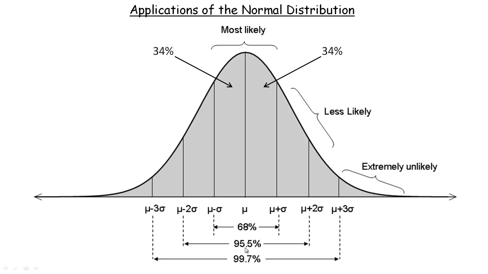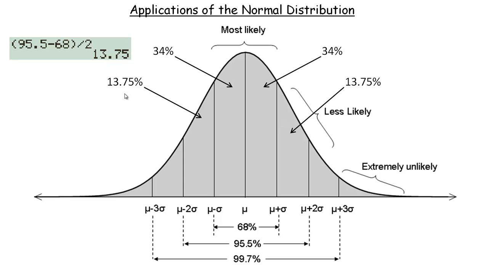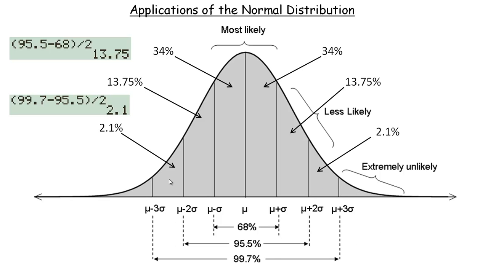So if we subtract 95.5 and 68, we'll get the percentage that's in these two combined, and then we divide that by 2 to get how big each one is. So that's why I'm subtracting 95.5 minus 68 divided by 2. So basically each of those is just under 14%, about 13.75%. To find the percentage in the next two intervals, we would take 99.7, minus 95.5, divided by 2, which is 2.1. So if we didn't divide by 2, we'd actually get 4.2. So there's 4.2 combined. We divide it by 2, and each one of these is 2.1%.